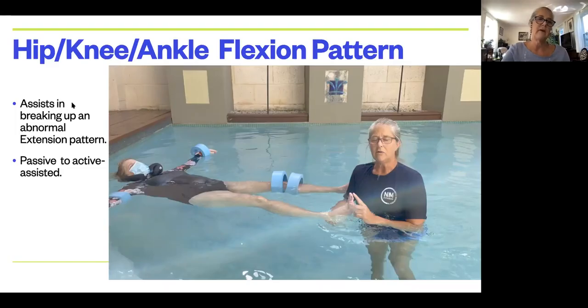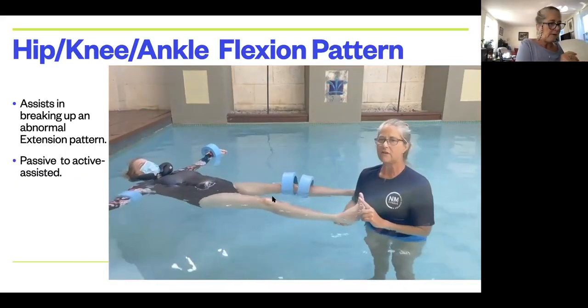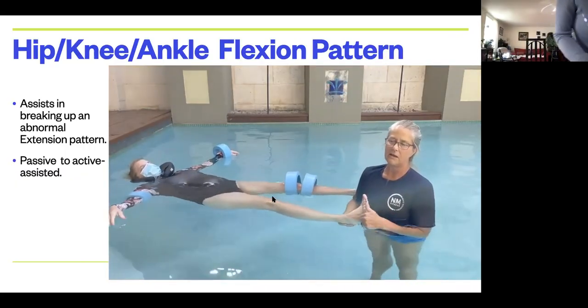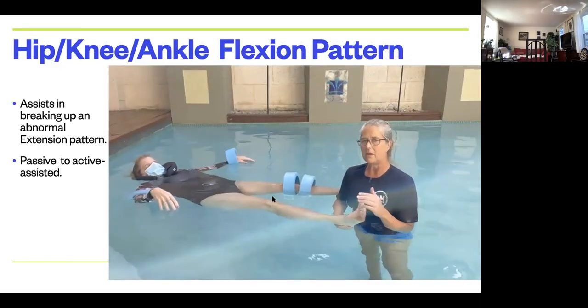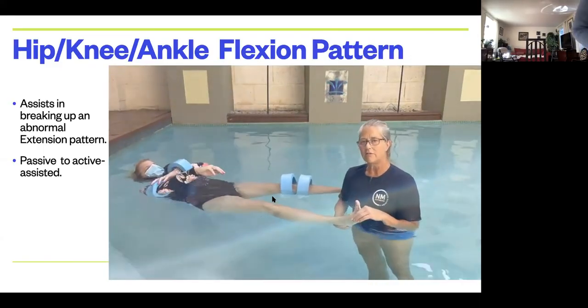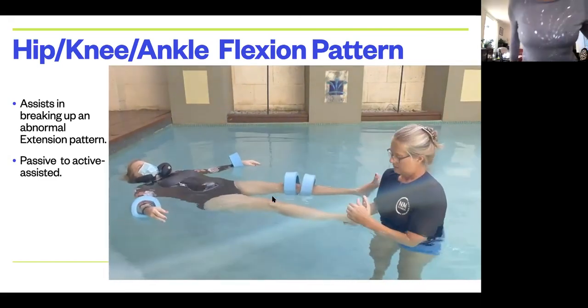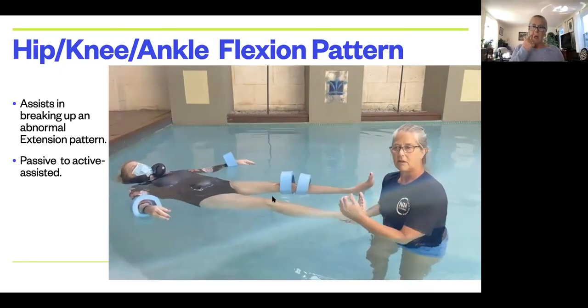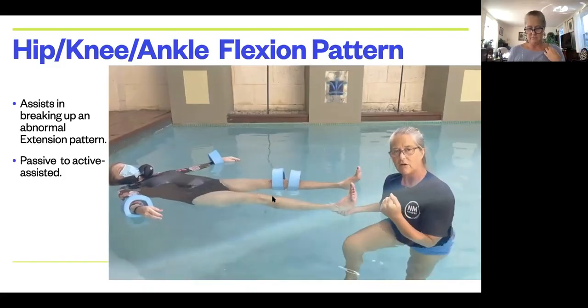Okay, and this is to help assist in breaking up an abnormal extension pattern. And let's see this go: lateral flexion of the ankle, knee, and hip. The starting position is going to be an internal rotation, plantar flexion, inversion, hip and knee extension. And the hand position, because I'm going to give her traction, which is going to facilitate flexion in her body.